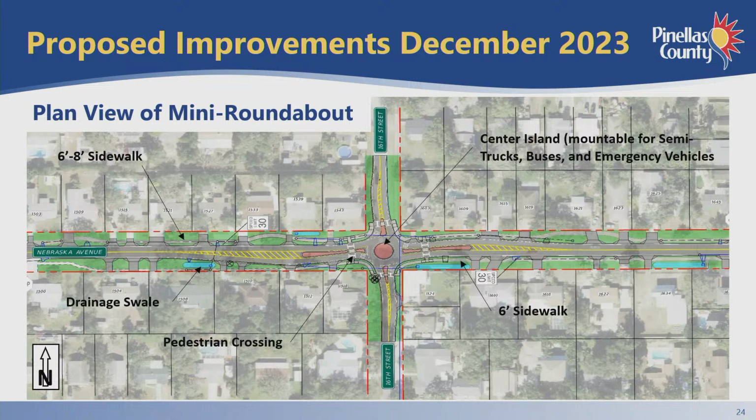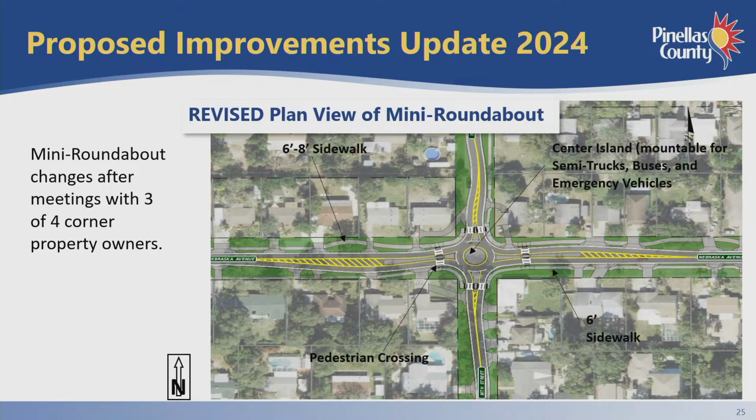So this is what we proposed at the first meeting with the residents. Standard roundabout, circular in nature. And the comments that we received led to the modified design. And so when we met with the residents, we met with each of the property owners and residents. Their concerns were primarily with access to their property.